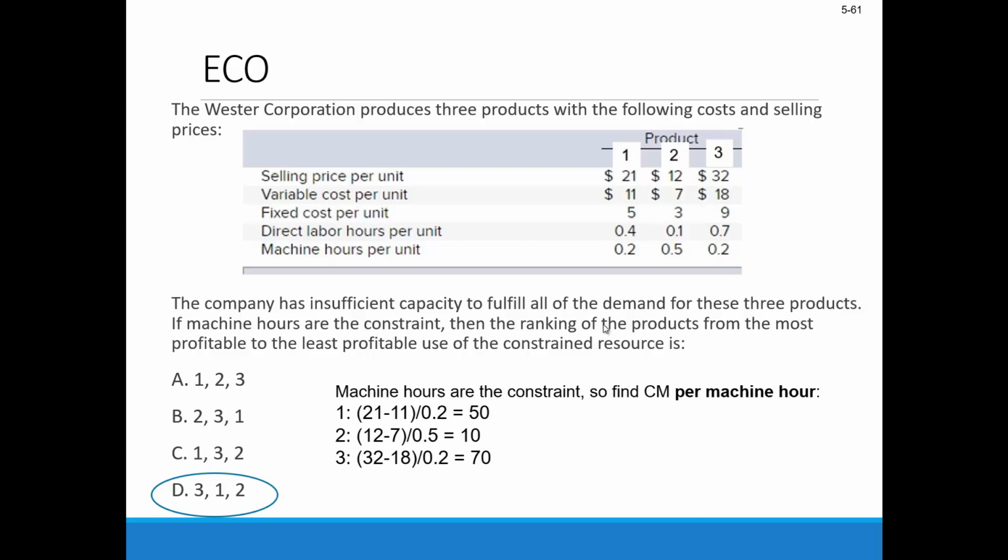The other thing we might as well point out here is that this answer would potentially change if direct labor hours were the constraint instead, because those things use labor hours in differing proportions as they did with the machine hours. So we'd have to recalculate their contribution margin generated per labor hour in that case.